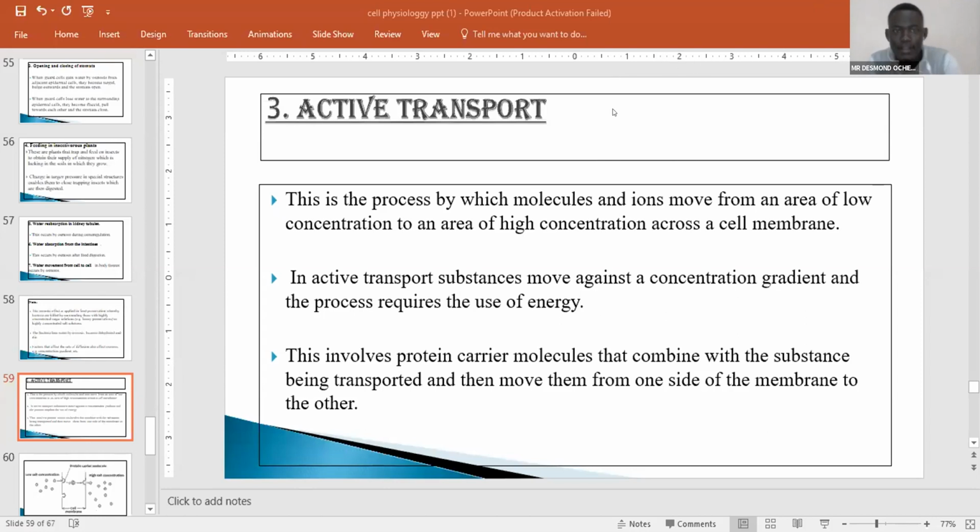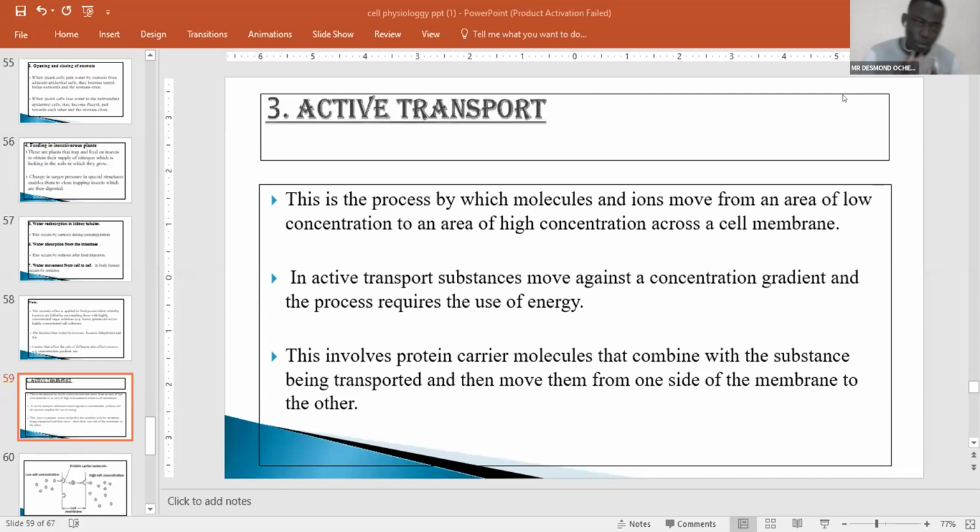Okay, so we can continue. Now we're looking at active transport. Active transport is the process by which molecules and ions move from an area or region of low concentration to an area or region of high concentration across a cell membrane.